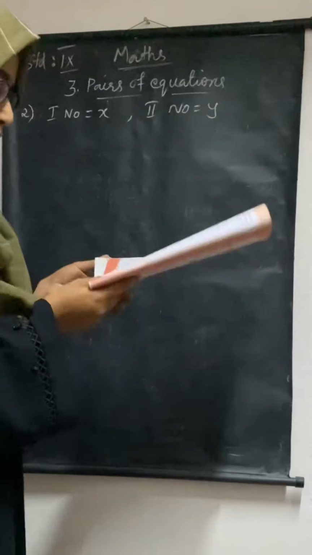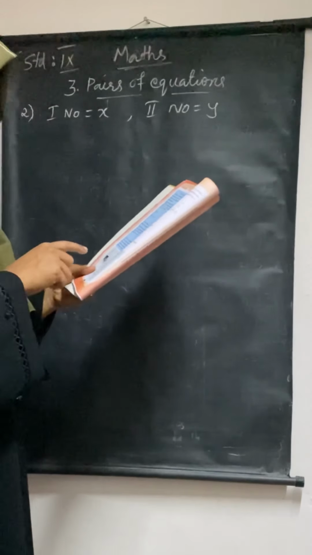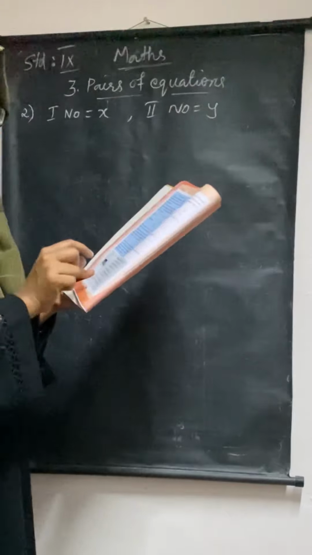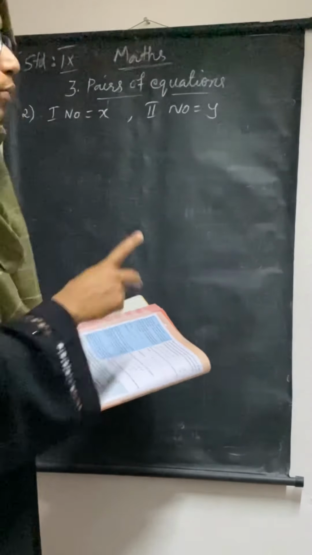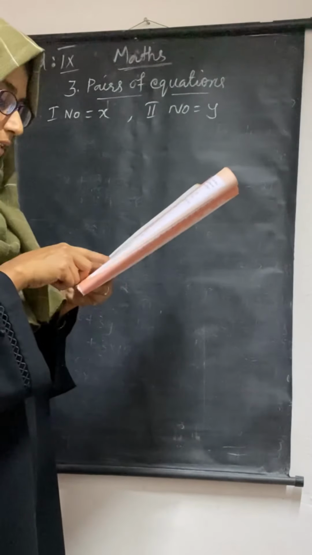Okay, next we are moving on to the questions now. Page number 40, question number 2. So just read the sentence and we try to make two equations like that. So what is given here?